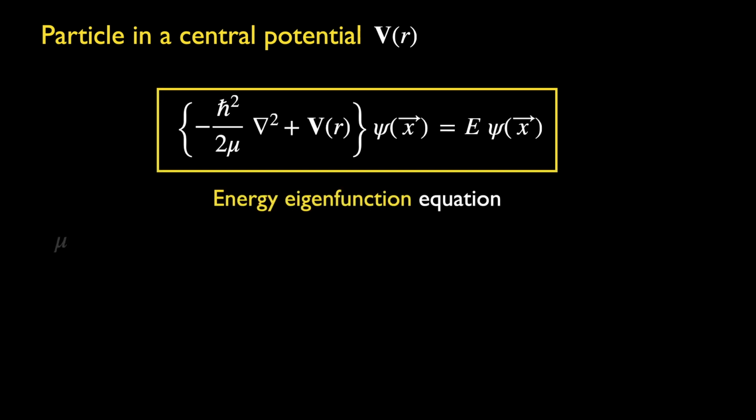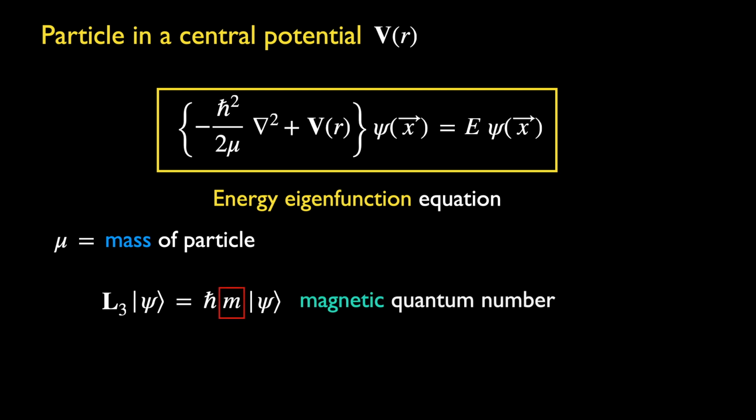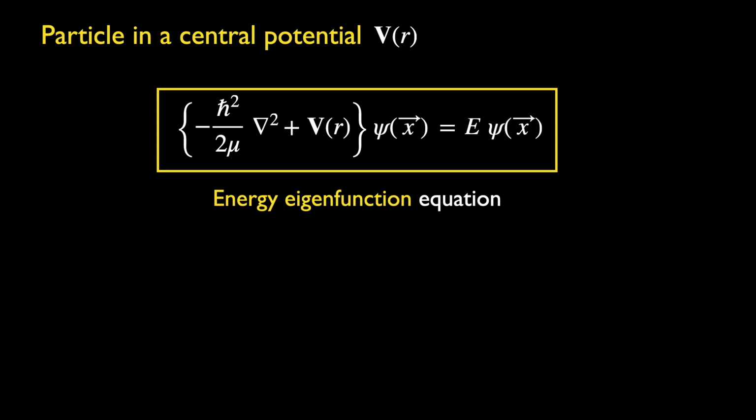Here, we have denoted the mass of the particle by mu to avoid confusion with the magnetic quantum number m. Because psi is also the eigenfunction of the third component of angular momentum due to the spherical symmetry of the Hamiltonian. This equation is separable as we have shown in lecture 10. Here's a quick review.